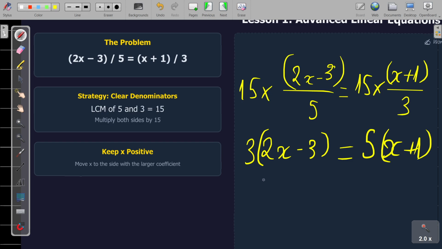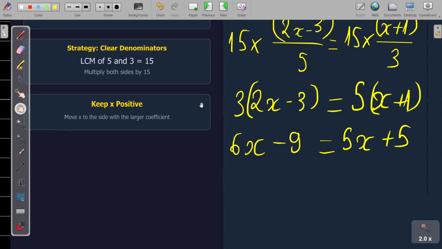Now we need to expand these brackets. So I'm going to expand them here. 3 times 2x is going to be 6x. 3 times negative 3 is going to be negative 9. 5 times x is going to be 5x. 5 times positive 1 is going to be plus 5. Okay, so we have the expanded problem right here.